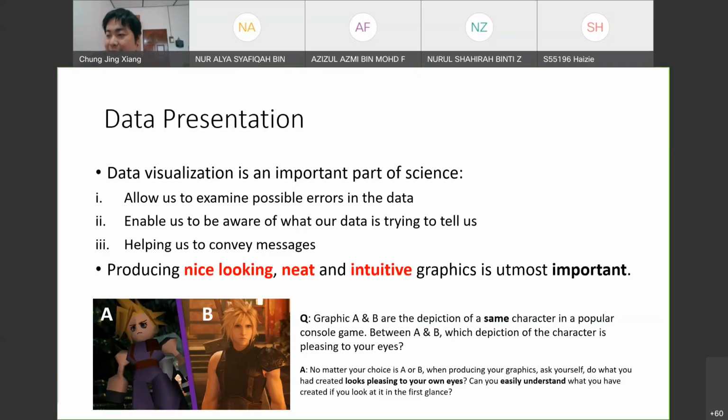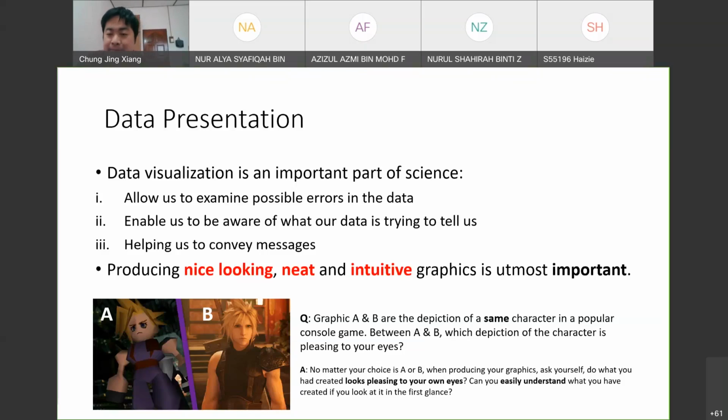So you have a character A, it's very boxy, with a lot of polygons, you can see the polygons. But the B one, you see, the hair is so smooth. The facial expression is so real. So which one do you feel is pleasant to your eye? Of course, choice is very personal. So no matter which one you choose, A or B, I bet most people will choose B.